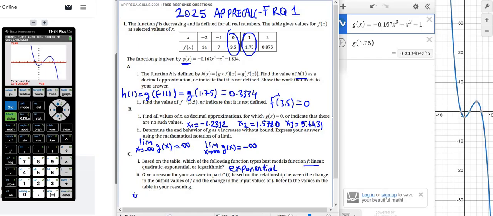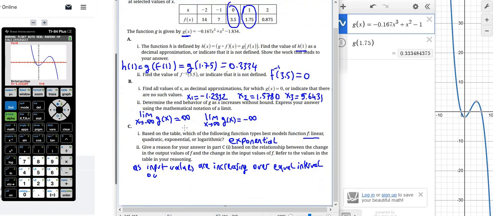Let me write it. As input values are increasing over equal intervals, which is linearly, our output values are decreasing exponentially, which is decreasing 50%.